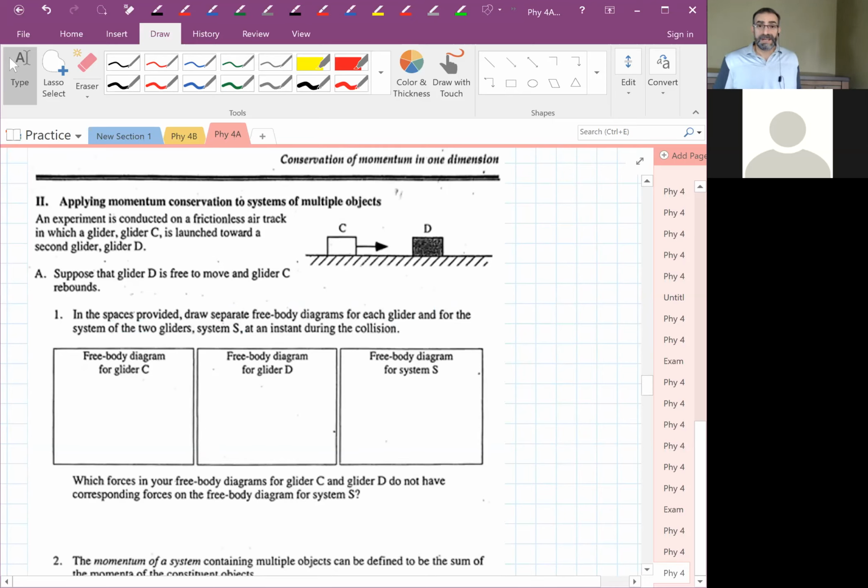Okay, we've got two gliders on a frictionless track. Glider C sliding towards D, and it says D is free to move. C rebounds. That means it bounces backwards after the collision. In the space provided, this is the initial, and the final would look like this.